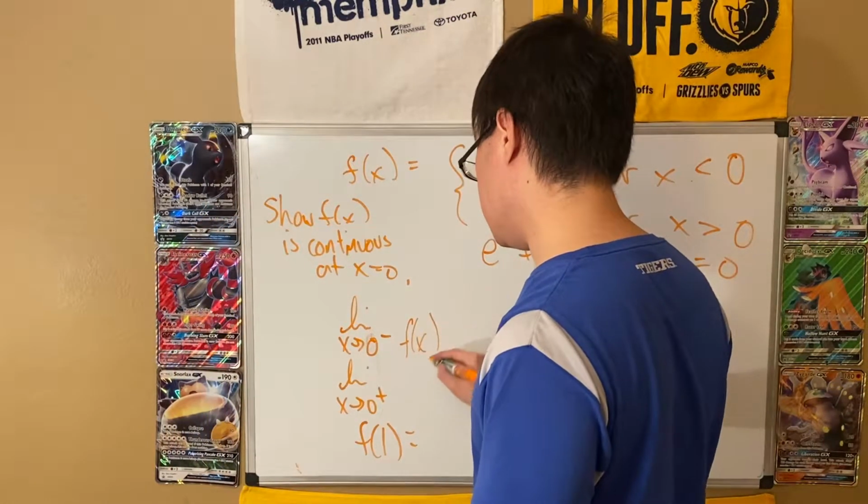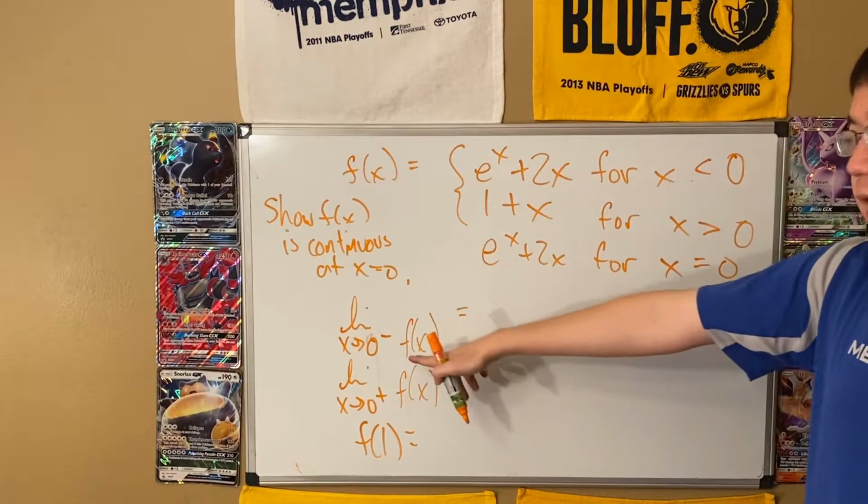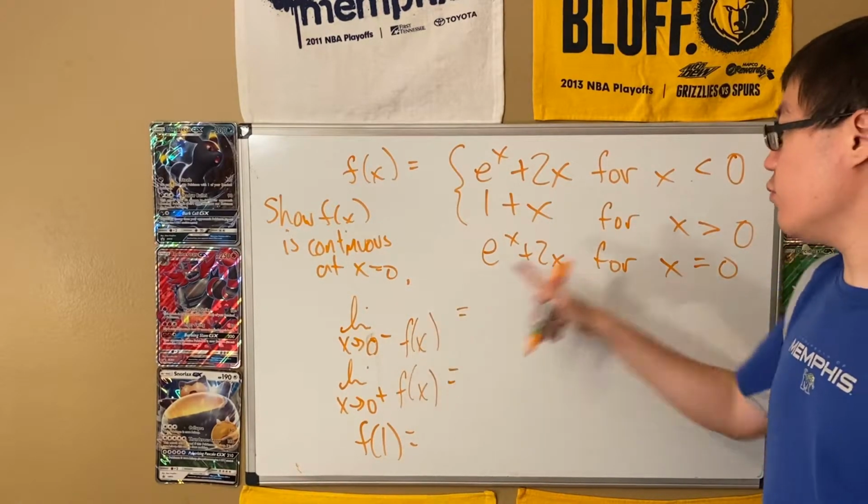So let's see how that works. Again, with these piecewise functions, you just want to use the correct piece. As you're approaching 0, that's going to be the ones to the left of 0, meaning the ones less than 0.